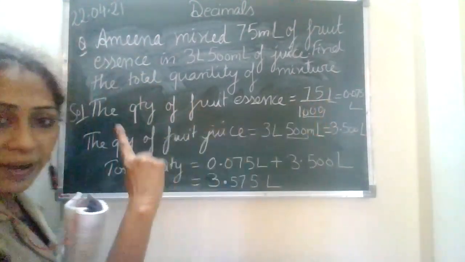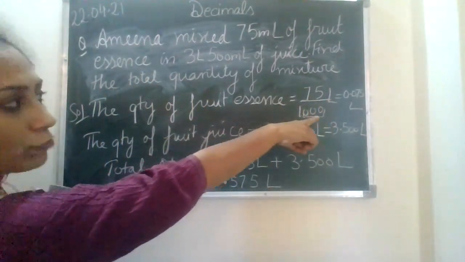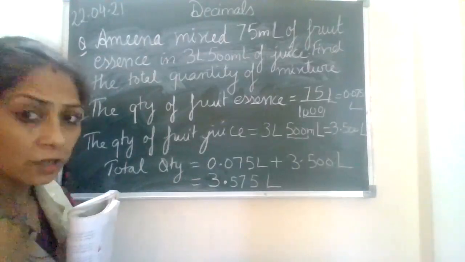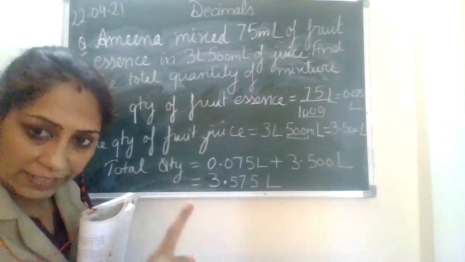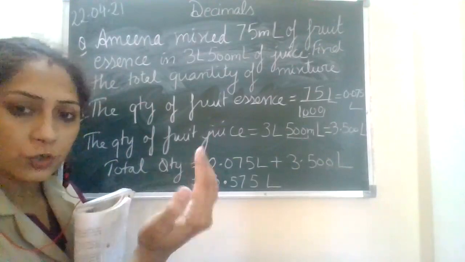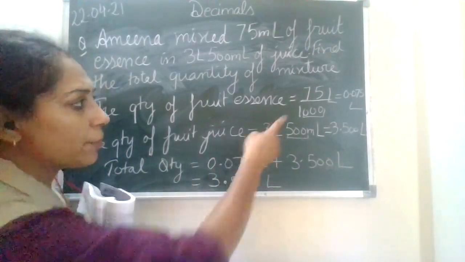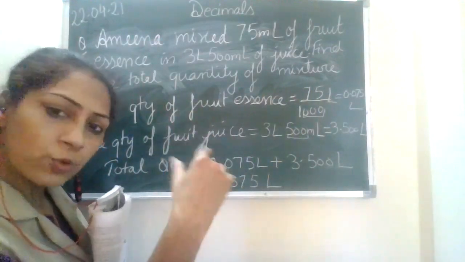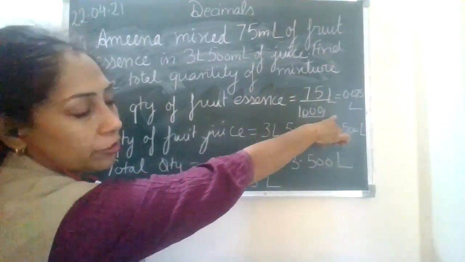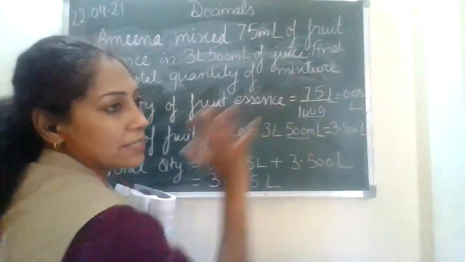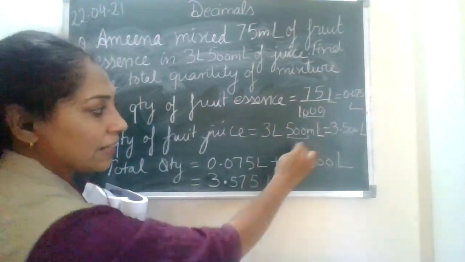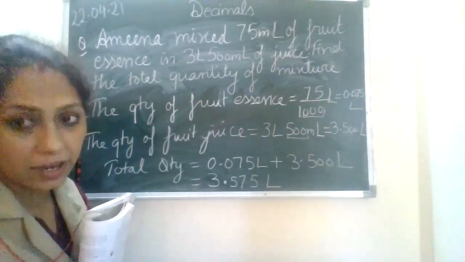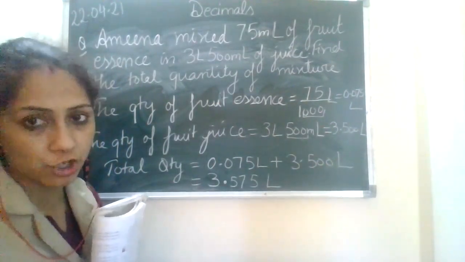Exactly as I converted earlier, likewise you have to do the conversion, right? Again, I am repeating: 1000 ml equals 1 liter. 1 ml equals 1 upon 1000 liters. After that, 75 ml equals 1 upon 1000 into 75 liters. Accordingly, we got the conversion and then we set it in decimal form. Likewise, I added it and got the answer. These types of questions are important and you must know how to convert.